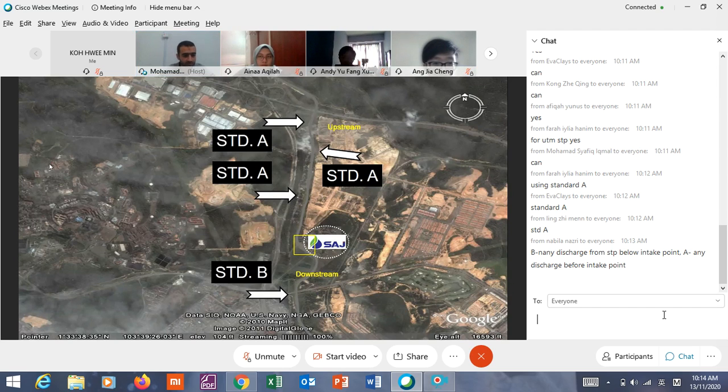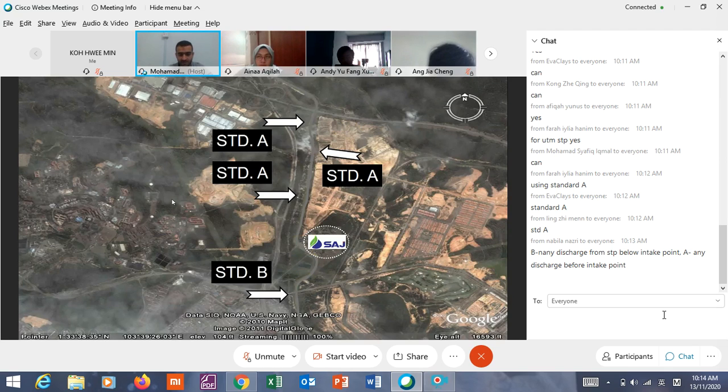Now, Nabila asks, can there be any discharge from STP below the intake point? A is any discharge before the intake point. B is for any discharge from STP below the intake point, which means after the intake point. Correct. Yes. So let's make it brief: standard B is after the intake point, standard A is before the intake point. Okay, so that's right.